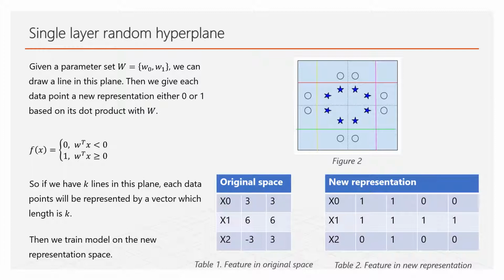Because the new representation is better for some basic machine learning algorithms. We can also think of the new representation as a projection, and the data points become more linearly separable in the new space.